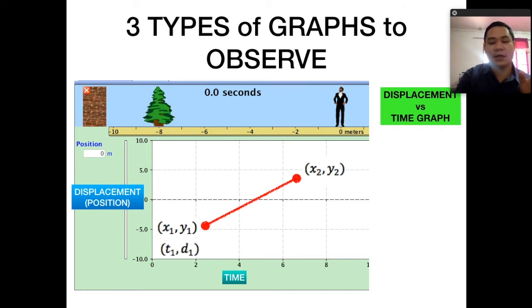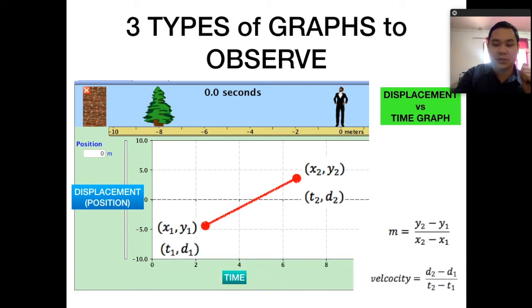We could represent our x sub 1 as our first time, or time 1, and the displacement would be d1. On the other ordered pair, we have x sub 2, which is t sub 2, and the y sub 2 would be our d sub 2. Now, the equation of the slope is simply slope, or m, equals y sub 2 minus y sub 1 over x sub 2 minus x sub 1.